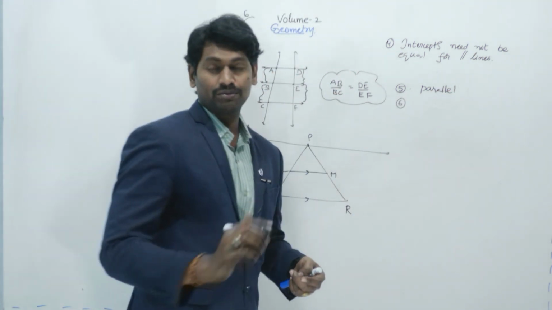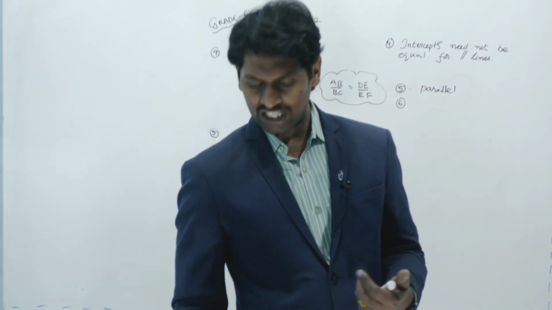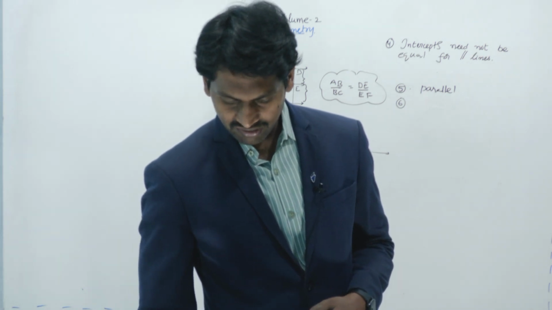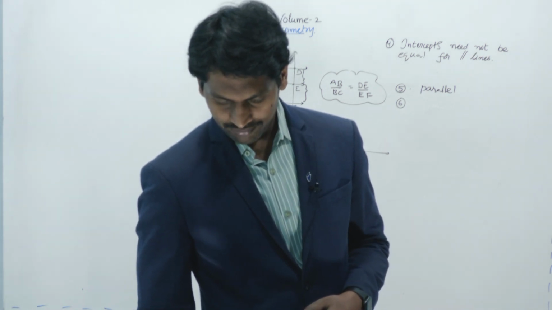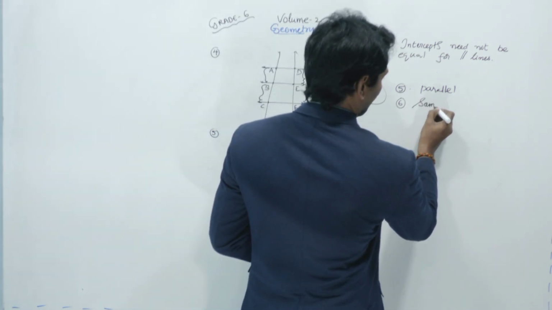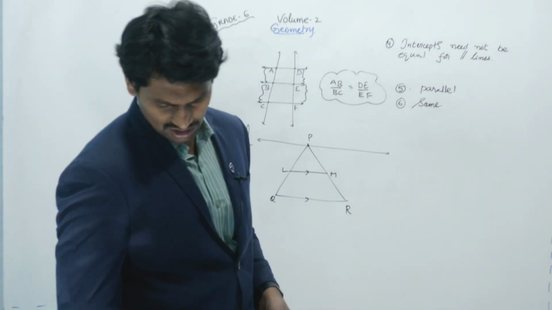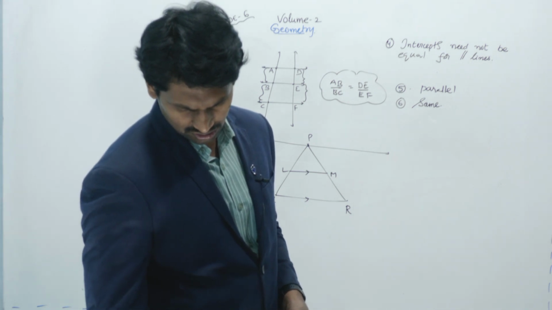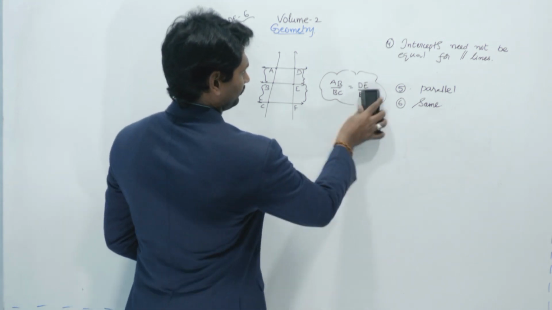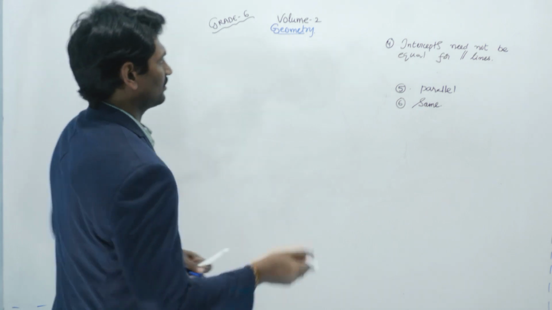Now the 6th concept based question is: if a system of parallel lines makes equal intercepts on the transversal, then the distance between the consecutive lines is the same. Now we'll go through the exercise problems. Let us go through the exercise 1 problems.